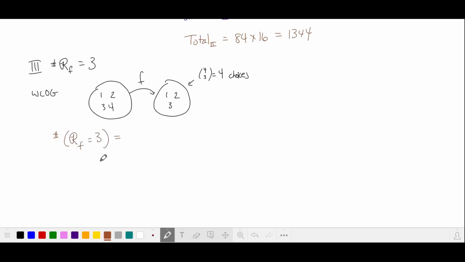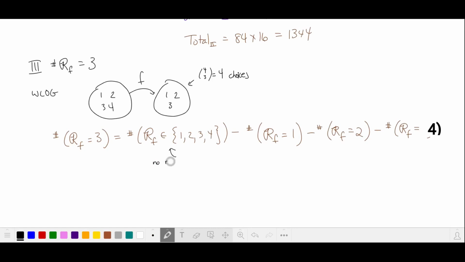The number of ways we can do this, we can calculate by finding the number of ways that the size of our range can be anything, 1, 2, 3, or 4. We'll subtract the number of ways where we can assign F so that the range consists of only one element, 2 elements, or 3 elements. This first quantity is the way that we can assign 1, 2, 3, 4 in the domain to any combination of 1, 2, 3, 4 in the range with no restrictions. For each of our 4 inputs, that's 4 possible outputs.